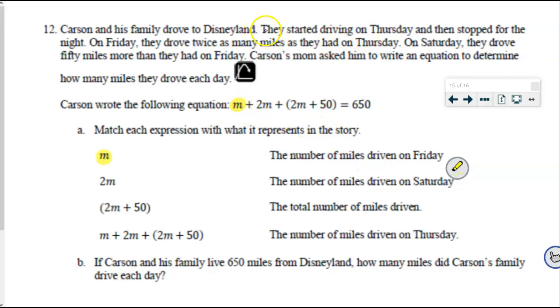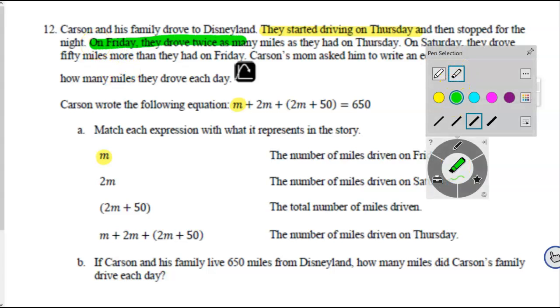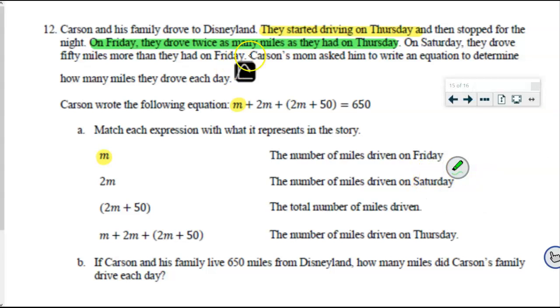Yes, M is the number of miles they drove on Thursday. And the clue for that is the next day, on Friday, they drove twice as many miles as they had on Thursday. So if this is M, then twice as many is going to be 2M. So we can start matching now. M is what they drove on Thursday. 2M is, since they drove M on Thursday, the amount they drove on Friday, since Friday was twice as many.